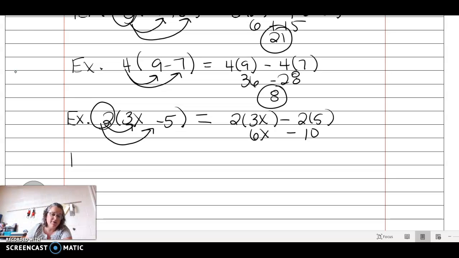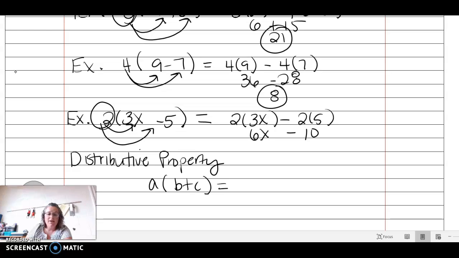So here's the distributive property in variables. If I did a times b plus c, you get a times b plus a times c. And then I'm going to stop here.